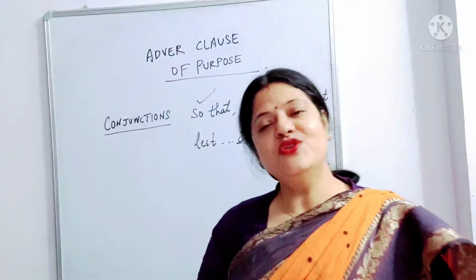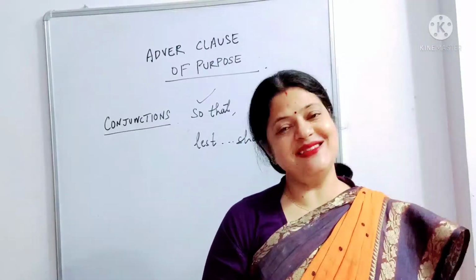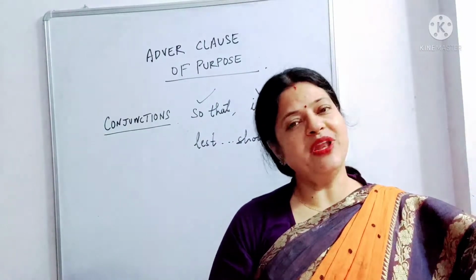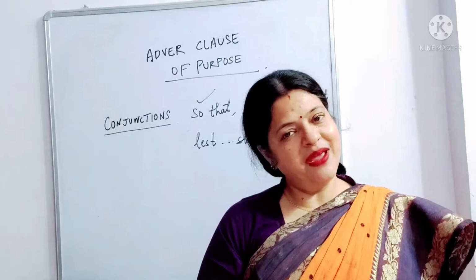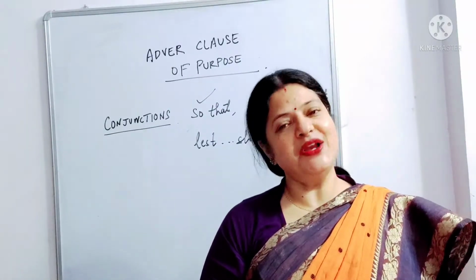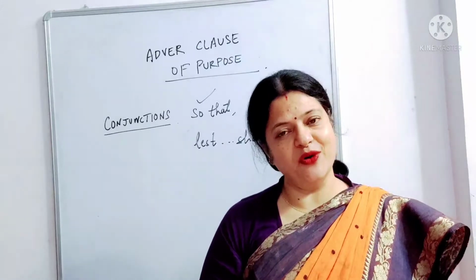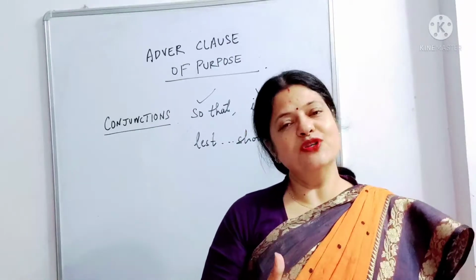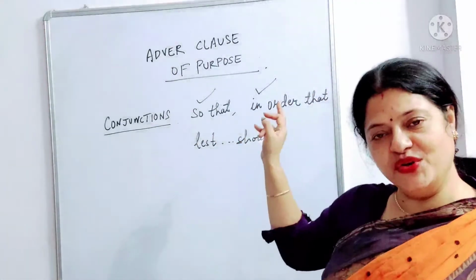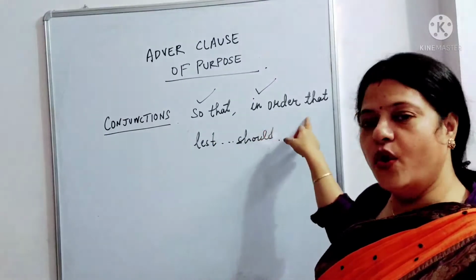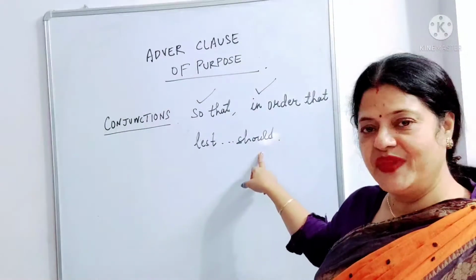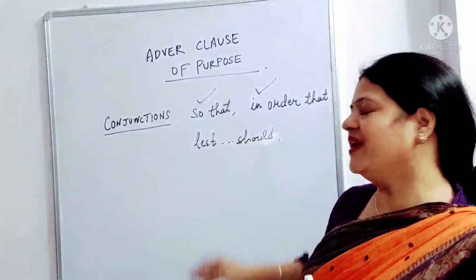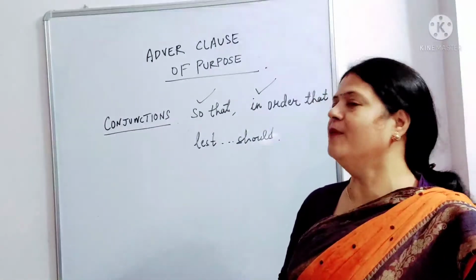Okay. So we know that in a complex sentence, there is a principal clause and one or more than one subordinate clause. That can be noun clause, adjective clause and adverb clause. Since we are doing adverb clause, today we are going to use adverb clause of purpose. In adverb clause of purpose, these conjunctions work: so that, in order that, lest, should. So lest and should, they are combined together. Okay. So these three conjunctions work for adverb clause of purpose.